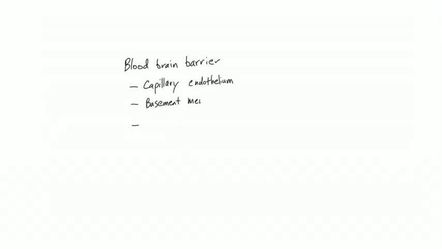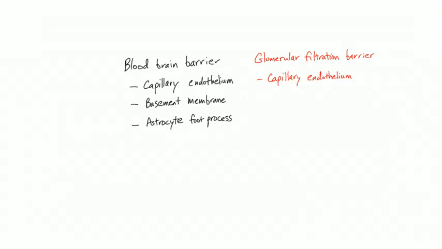Now if you think way back to the beginning of the course in neurology, we talked about how the blood-brain barrier was made up of 3 layers: capillary endothelium, basement membrane, and the astrocyte foot processes. Well, the structure of the glomerular filtration barrier is very similar. There's the capillary endothelium, which in this case is a fenestrated endothelium, unlike the blood-brain barrier, because here we want fluid to leak out of the capillaries.